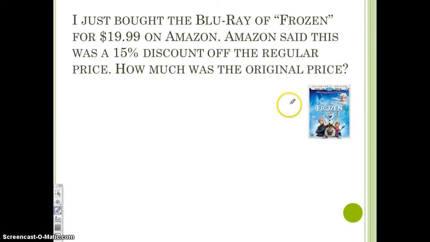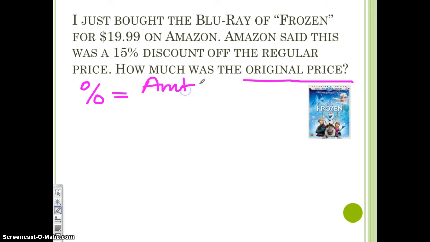All right, the very last one. I just bought the Blu-ray of Frozen for $19.99 on Amazon. Amazon said that it was at a 15% discount off the original price. How much was the original price? It's our old friend, percent of change is equal to the amount of change over the original amount. So let's plug in what we know.